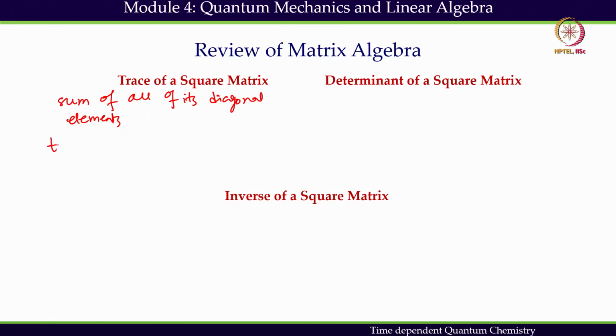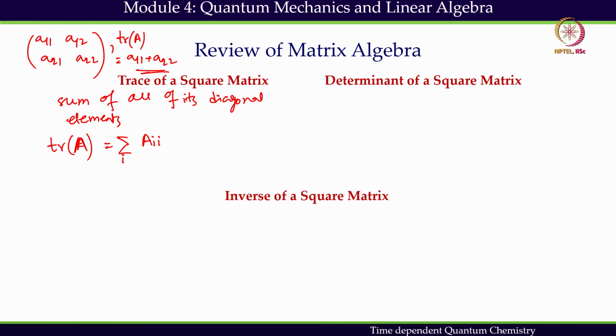Which means that I will write down Tr(A) is nothing but summation of A_ii. So, if I have a matrix like A11, A12, A21, A22, then trace of A would be A11 plus A22. Its diagonal elements we have to sum.